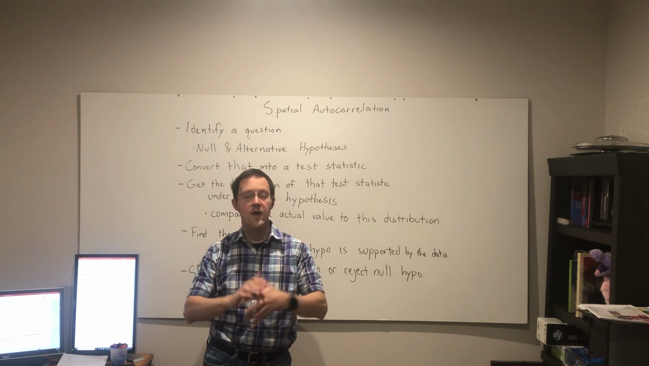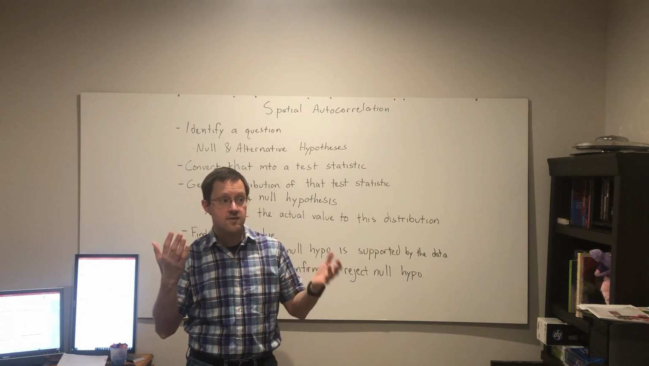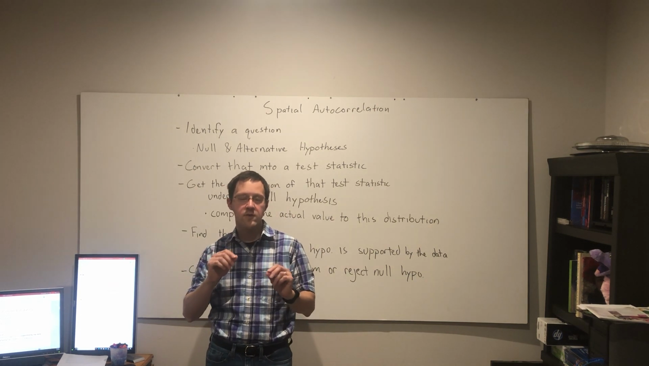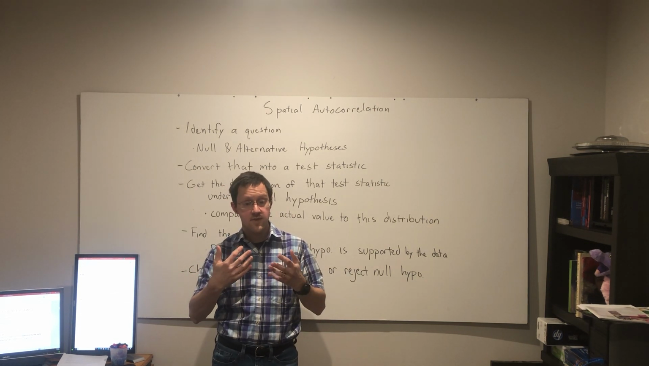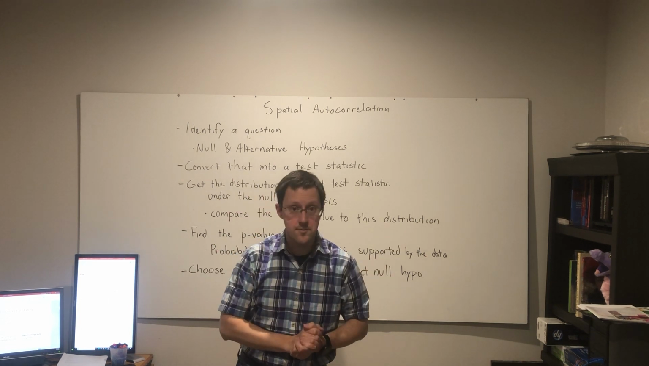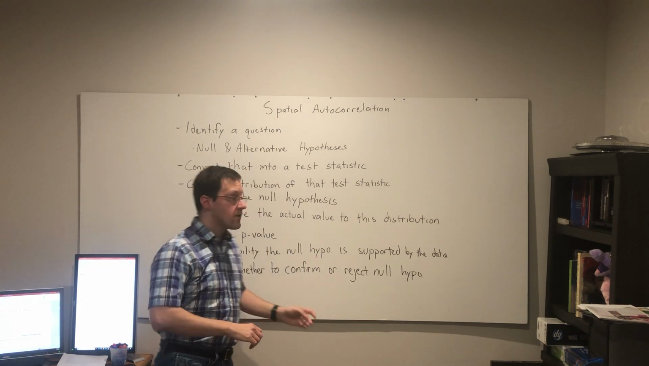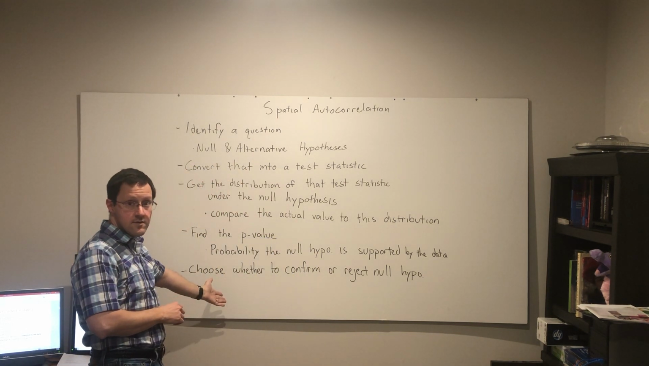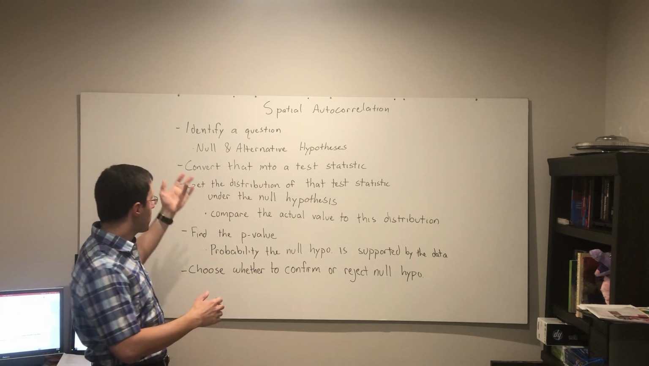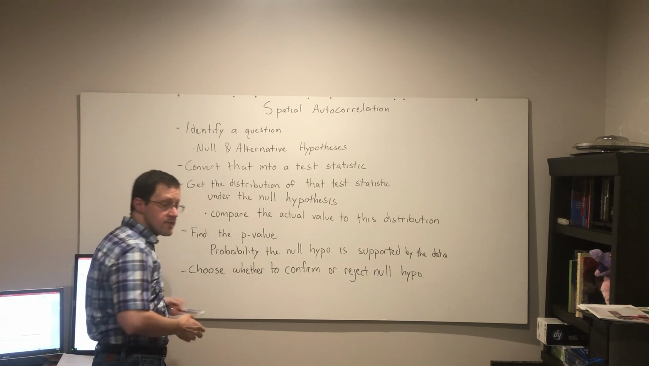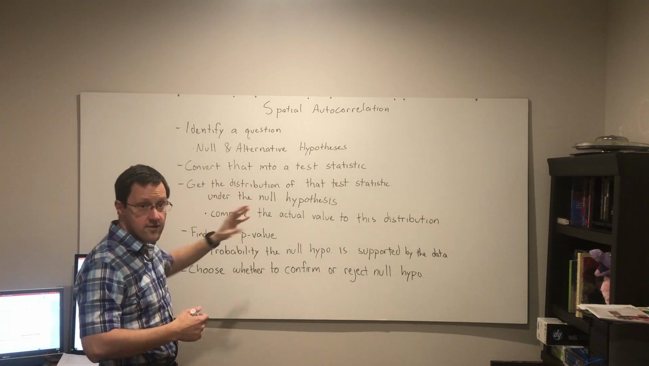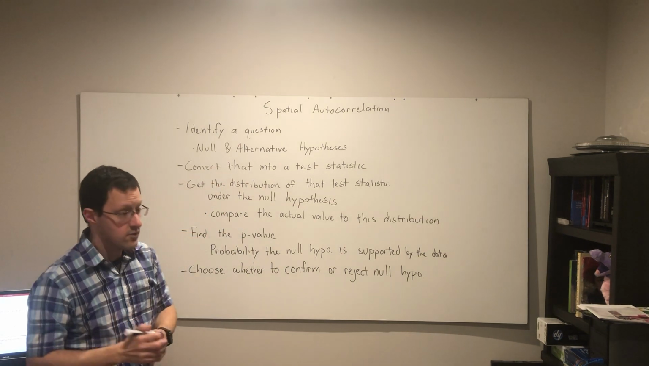However we get our neighborhood, we then want to study spatial autocorrelation, or formally test whether or not the value here is similar to the values of the neighborhood around here. So I have already up here the general framework for statistical inference testing, and I will go through and put this in the context of Moran's I, or spatial autocorrelation.